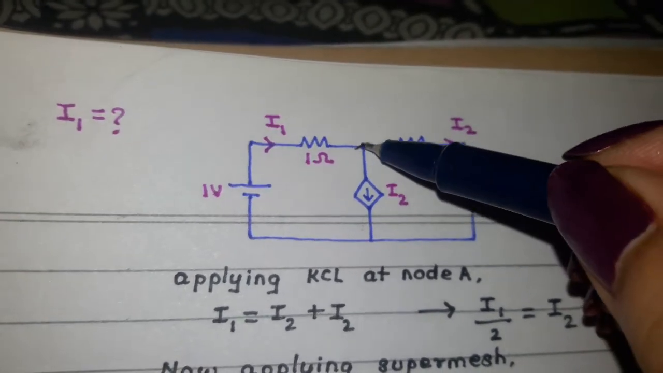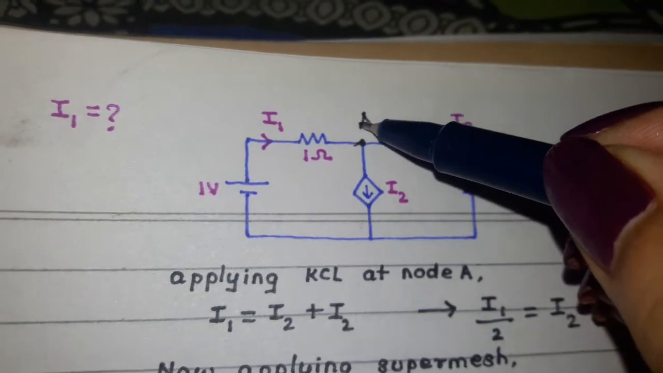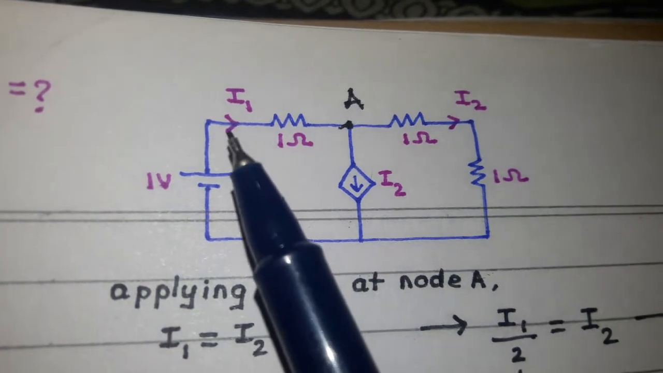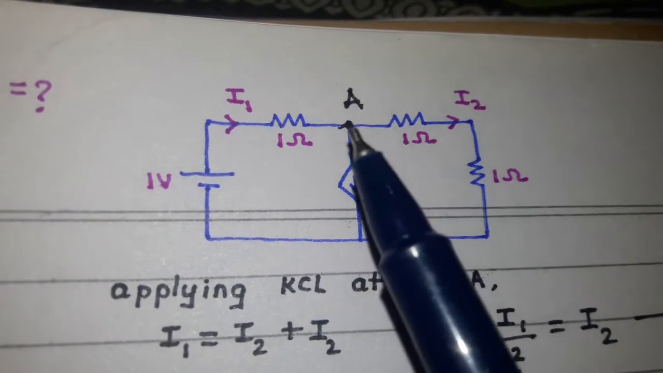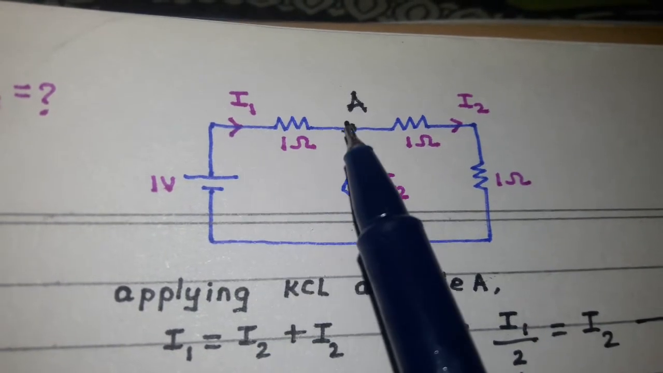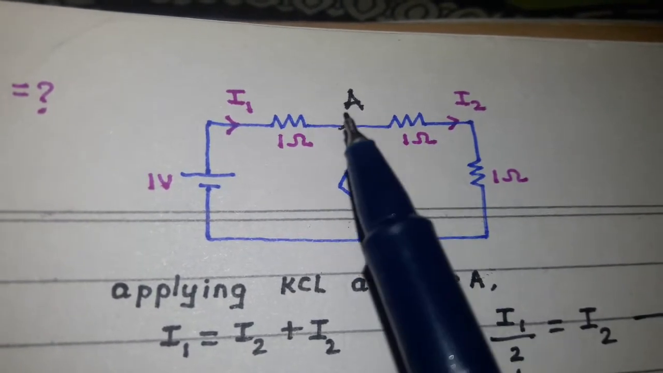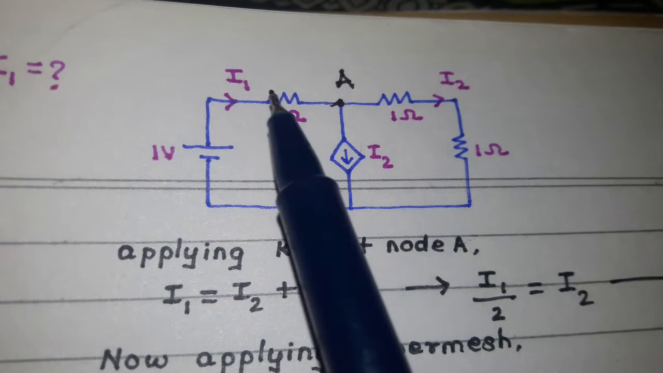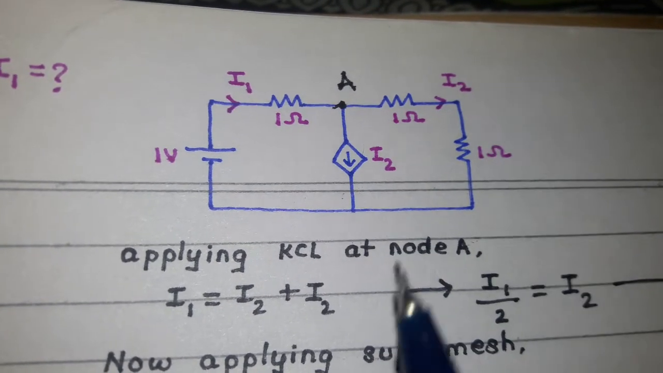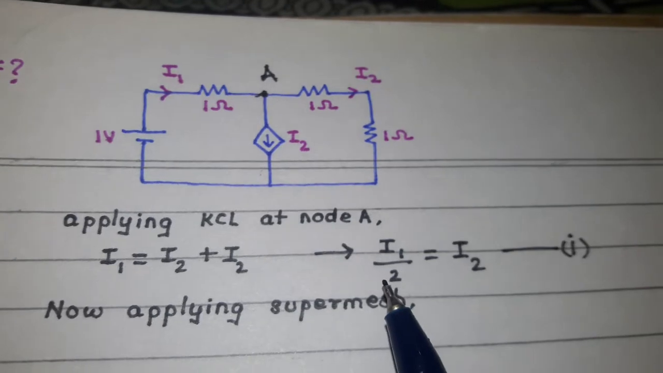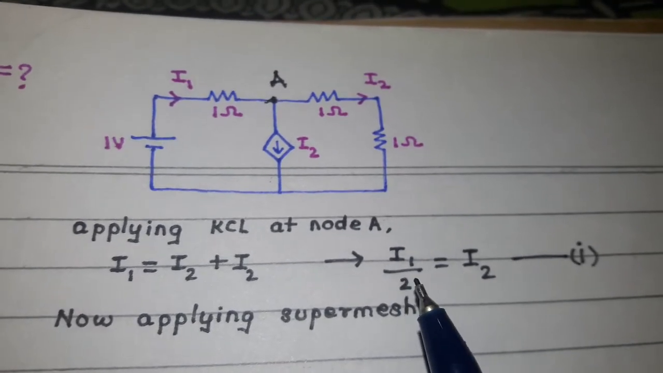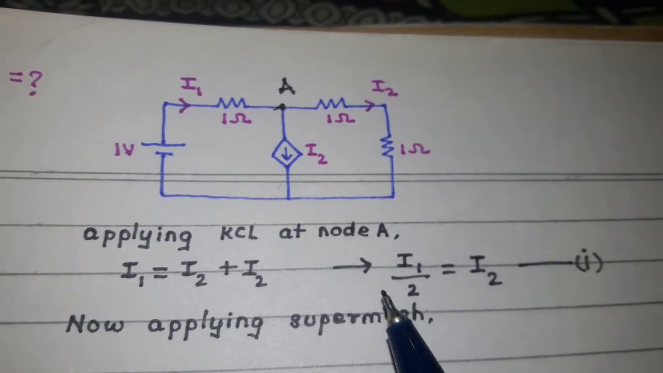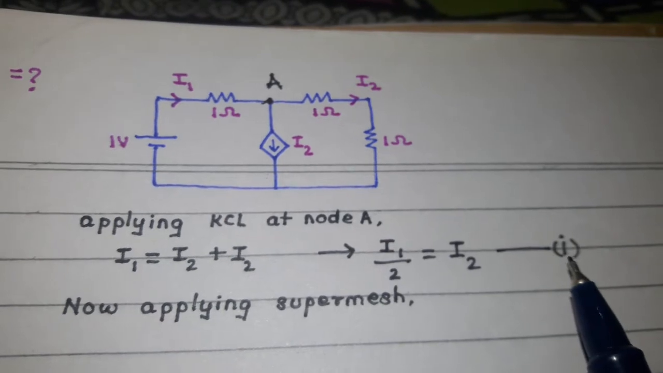Let's assume a node here, node A, and apply KCL at this node. The sum of incoming currents equals the sum of outgoing currents. So this incoming current equals the sum of these two outgoing currents, and we can write I1 equals I2 plus I2. From this we get our first equation. We are trying to find I1, so we convert I2 into the form of I1, and this would be our first equation to be used later on.